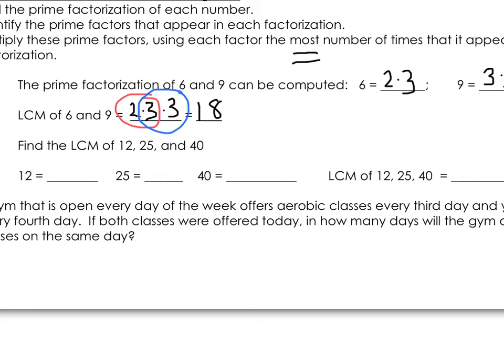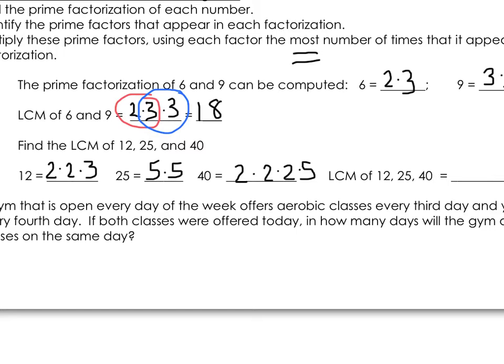So let's do a prime factorization of 12. 12 is 2 times 6. 6 is 2 times 3. Those are all prime numbers, so we're through. 25 is 5 times 5. 40 is 2 times 20, and 20 is 2 times 10, and 10 is 2 times 5. So that's our prime factorization of our 3 numbers.